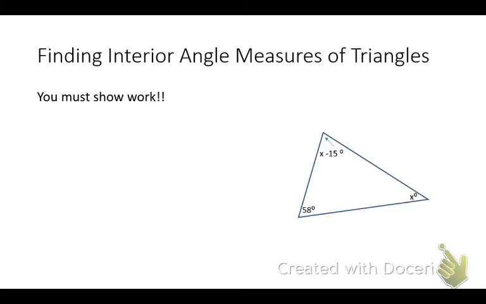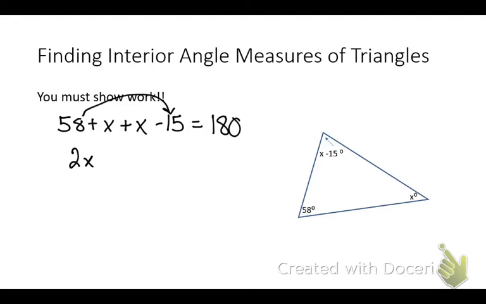So what do we add together? 58 plus x minus 15 plus x. What does it all equal? 2x minus 15. It all equals 180. Now you must combine like terms. X plus x is 2x. Did you guys remember to subtract? So what's 58 minus 15? 43. So 2x plus 43 equals 180. All right, now we just solve it.